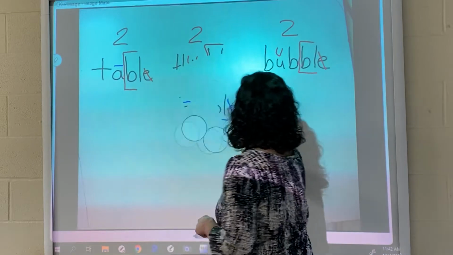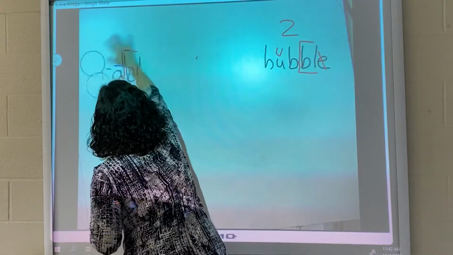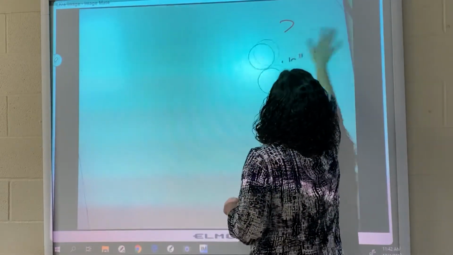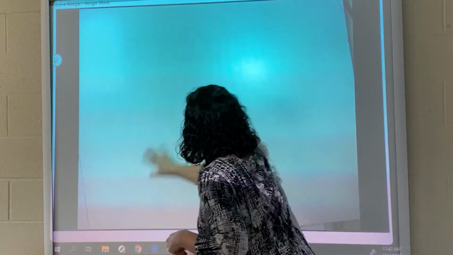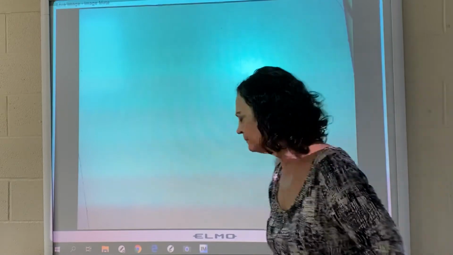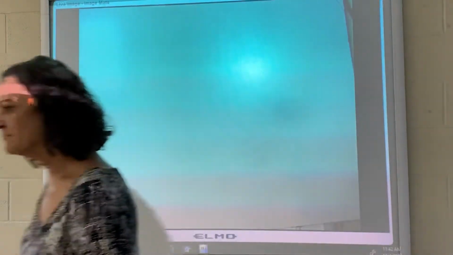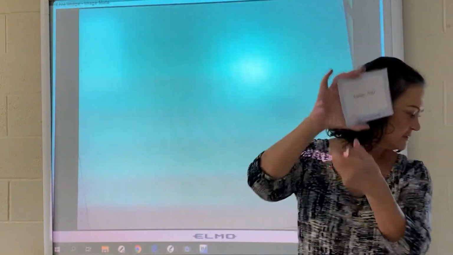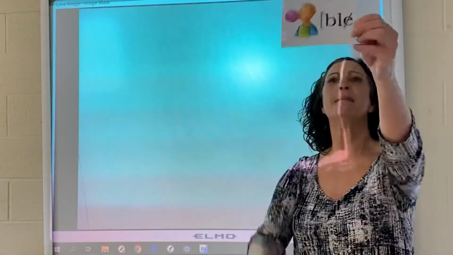Okay, let me erase the board and then we'll get our worksheet up there and do it. Now remember, guys, all week long we're going to be working with final stable syllables. So don't give up on me. And I forgot to show you the picture. The picture that goes with the final stable syllable bull is bubble.